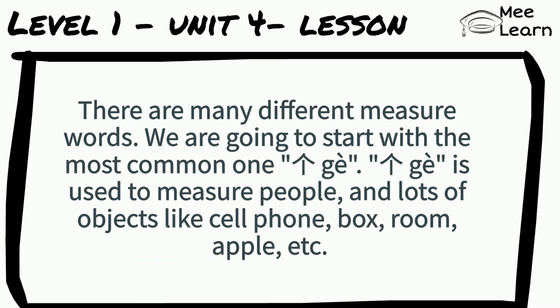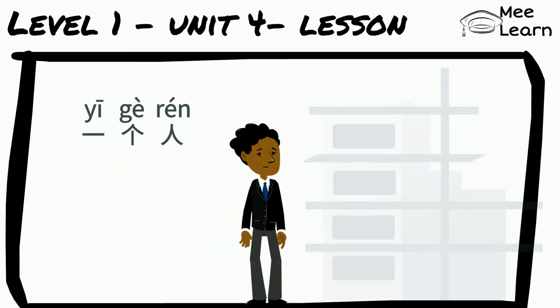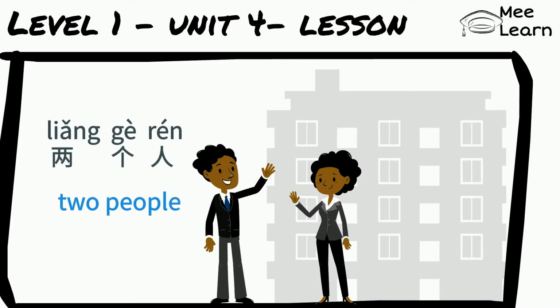There are many different measure words. We're going to start with the most common one, 个. 个 is used to measure people and lots of objects like cell phone, box, room, apple, etc. 一个人 one person. 两个人 two people.